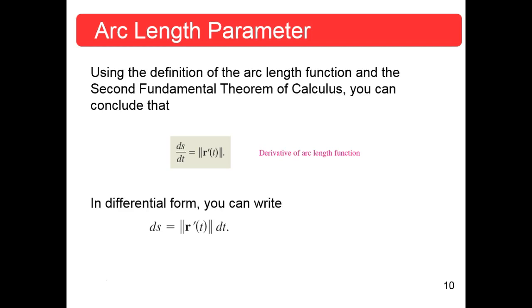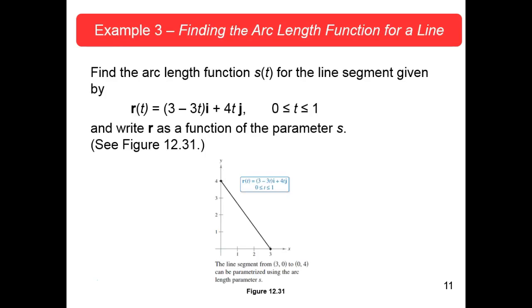The derivative of the arc length function is the magnitude of the first derivative of your displacement vector. In differential form, ds is equal to, you just take the dt and move it over here, ds equals the magnitude of r prime of t dt, which leads you right back to the arc length function. s is equal to the integral of the magnitude of r prime of t dt. So it seems like we've just run around in a circle here, almost literally. And in a sense we have.